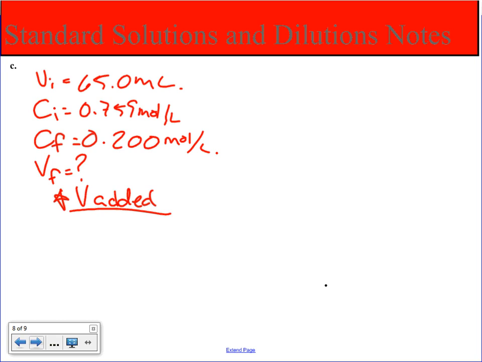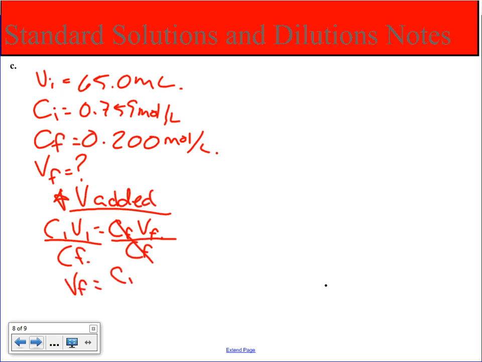Okay, so C1V1 equals C2V2. We now have to manipulate this in order to solve for the final volume. So I'm going to divide by concentration final. What I do to one side, I have to do to the other. So my volume final becomes my concentration initial, volume initial, all over the concentration that I finally want at the end.